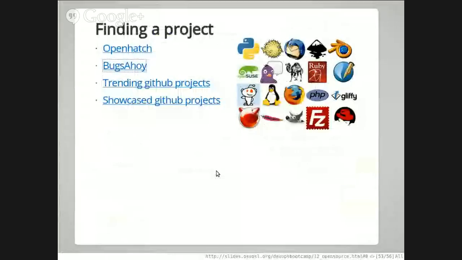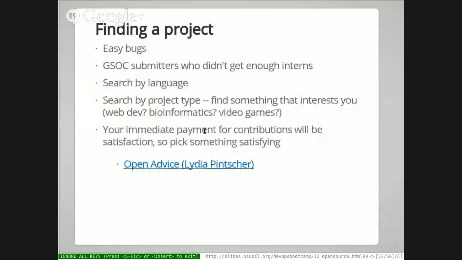GitHub has a list of trending projects, the most popular projects today. They also have a list of really cool projects which may not be so popular, but maybe GitHub uses them. But those are also good places to look for open source projects to contribute to.